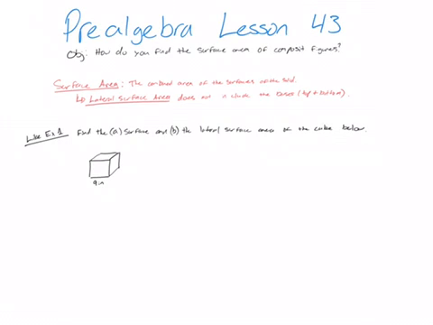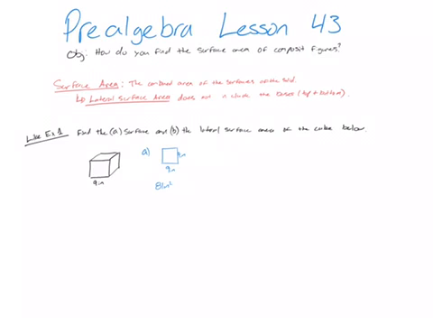Example 1 says, find the surface area and the lateral surface area of the cube below. So let's start off with part A. It says the surface area. Well, we know that there are 6 faces on a cube, and each of those is a square. In this case, this is a square that's 9 inches by 9 inches. So that means each square is going to be 81 inches squared.